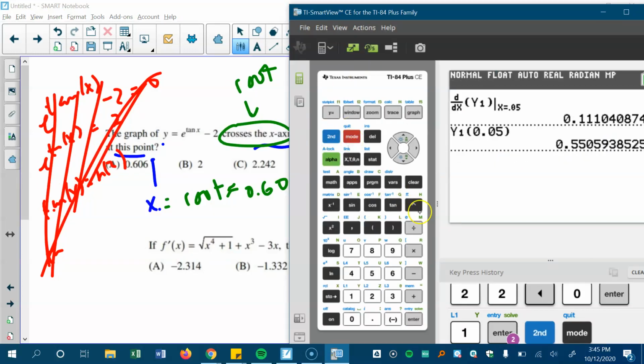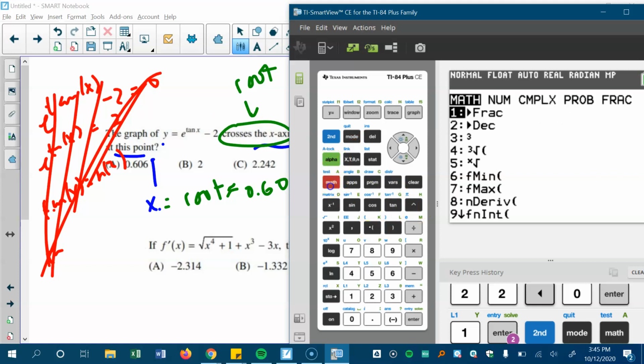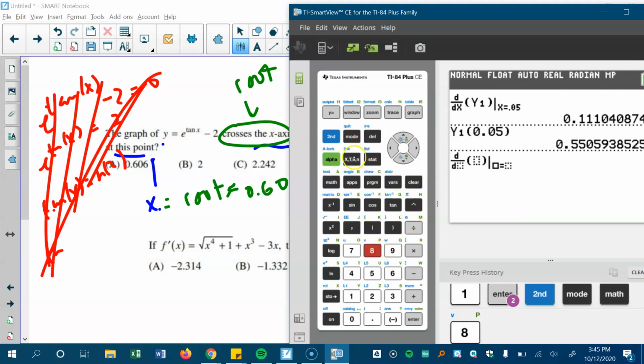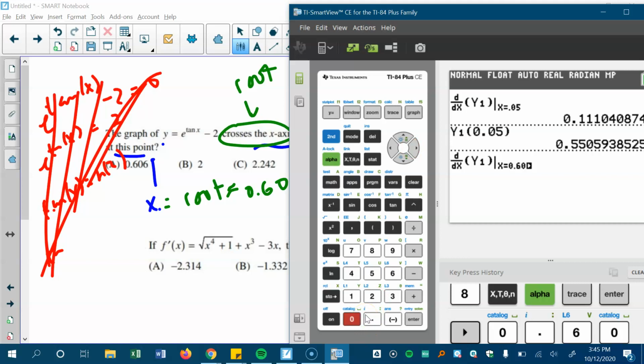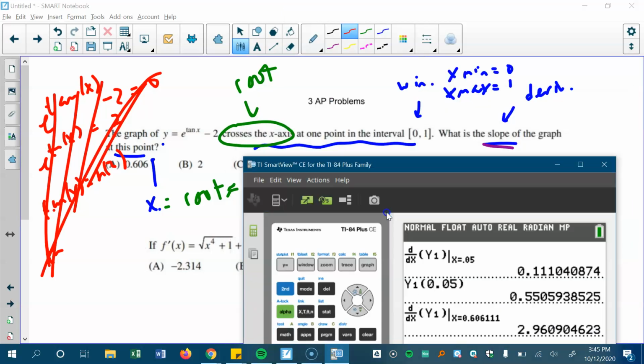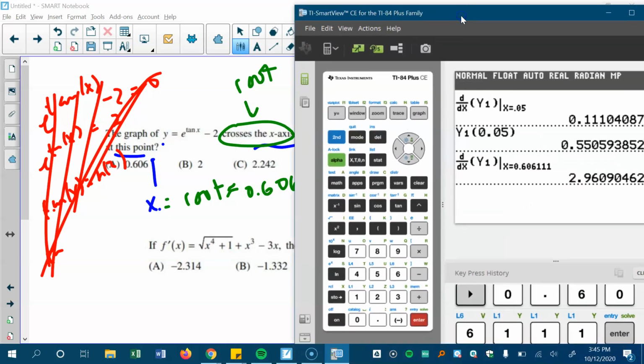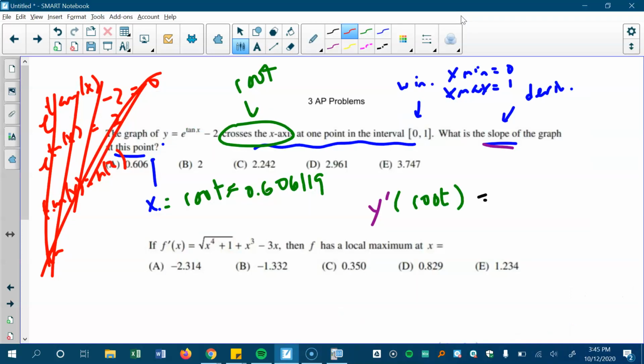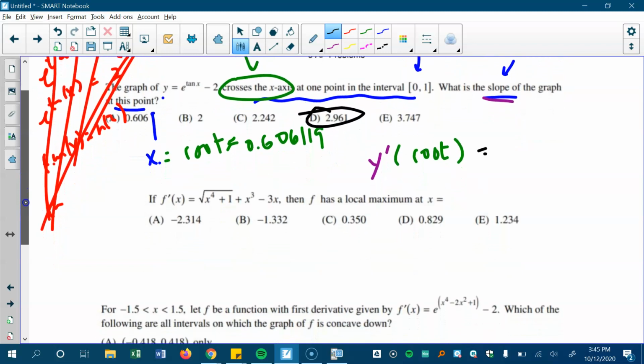Okay, now let's do y prime of this. So I'm going to quit. I'm going to do math 8 and x. I'm going to do alpha trace for y1. And I'm typing in that number, which was 0.606111. Enter. 2.96 is the answer. Let's see if that's one of the choices. Yes, it's D. Okay. That's my first AP question.